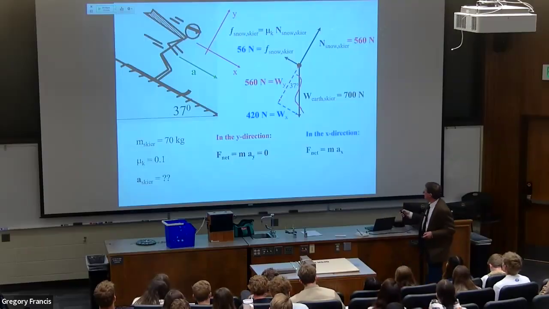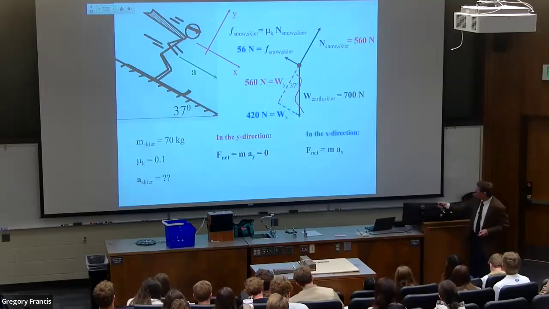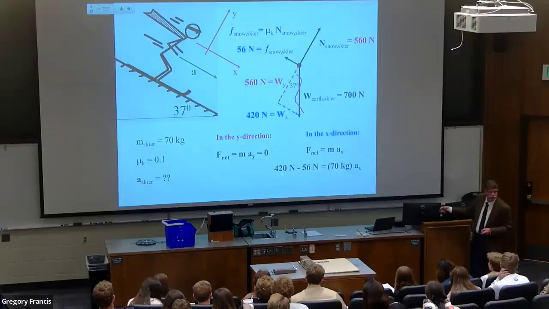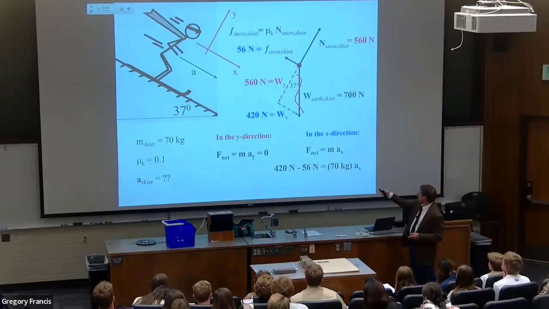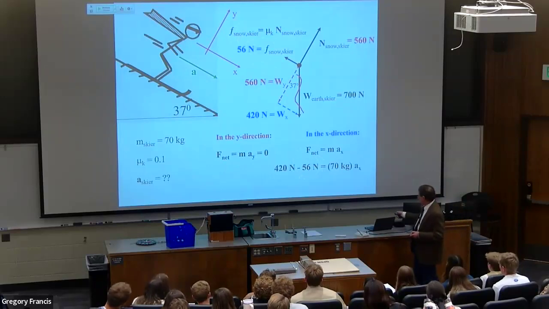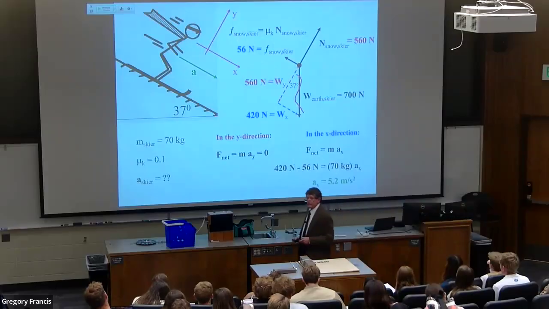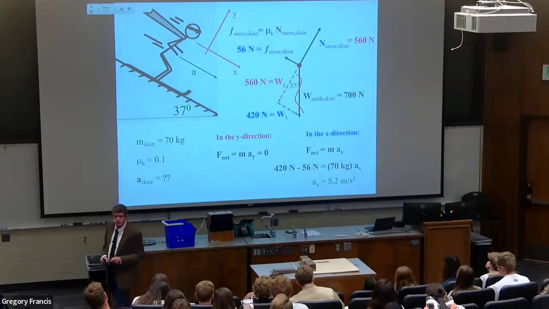Now I can use Newton's second law in the x direction. I have one force in the positive x direction, 420, so I add it as a positive quantity. I have one force in the negative x direction, 56, so I add it as a negative value. I'm adding vectors. And that has to equal the mass times the acceleration, and that gives me an acceleration of 5.2 meters per second every second.